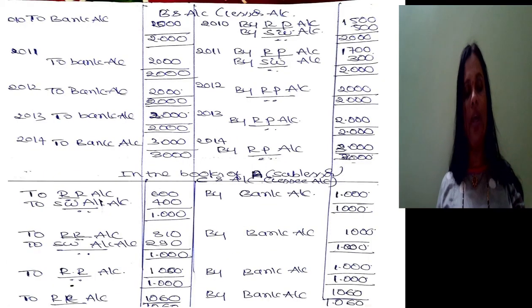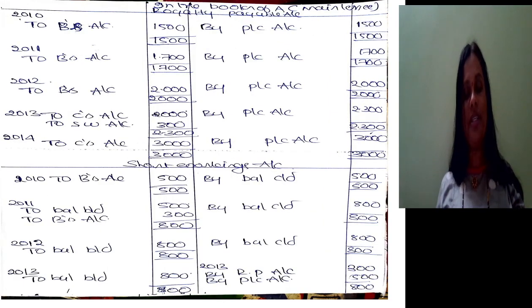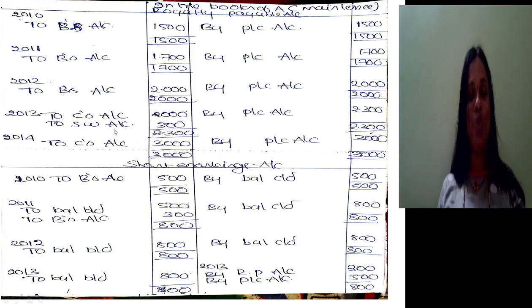In royalty payable to C's account, not to B, it is not to C, it is to B. You should write it as 2B. By mistake I have written it as 2C. Even in 2013 you write it as 2B.